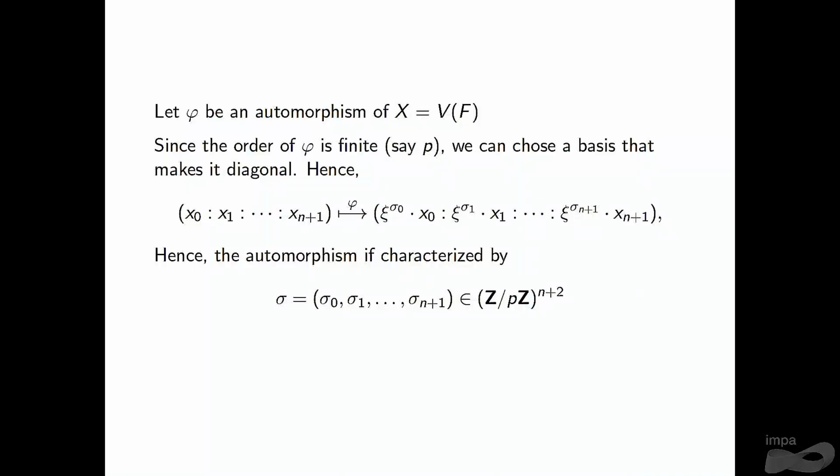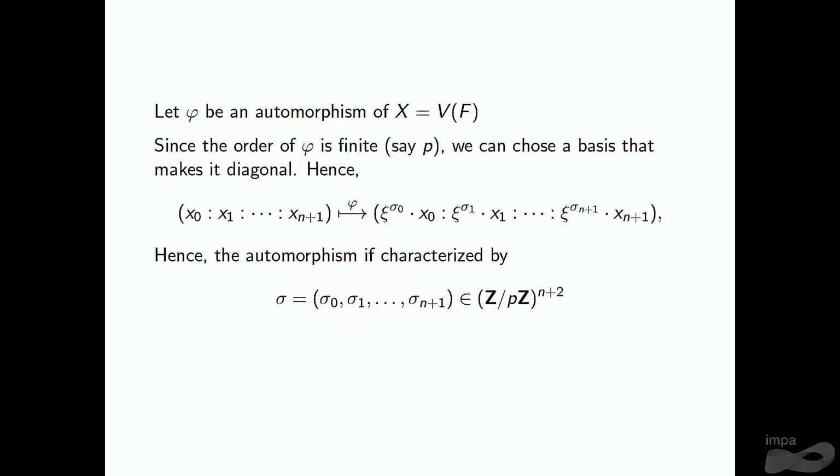Okay, so let's first take another. Also, you know it's finite, the automorphism group, so every automorphism has finite order. Take one automorphism. Okay, the order is finite. I will call it P because it will be prime very soon. We can always choose a matrix that diagonalizes it.